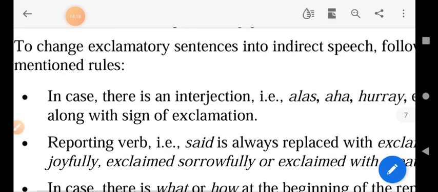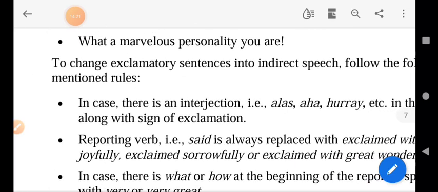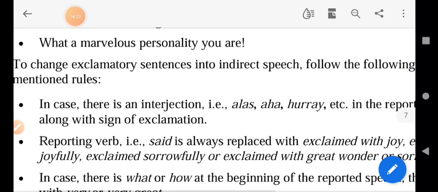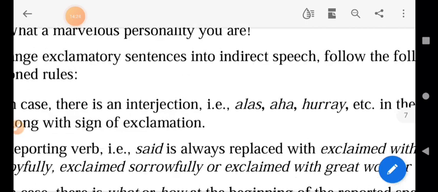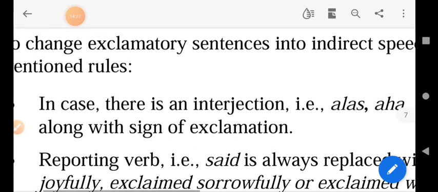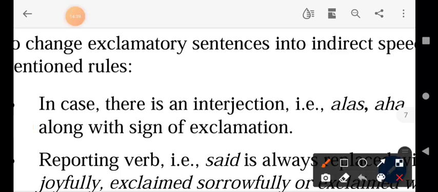Okay, next. What are the rules? They have given some of the rules here. I will highlight those instructions or rules. What rules do we follow when changing from direct speech to indirect speech in an exclamatory sentence? In case there is an interjection, exclamatory sentences start with an interjection or with a WH word, what or how.